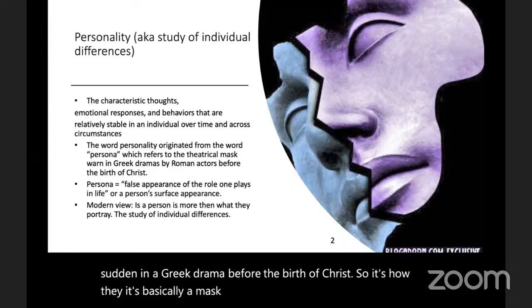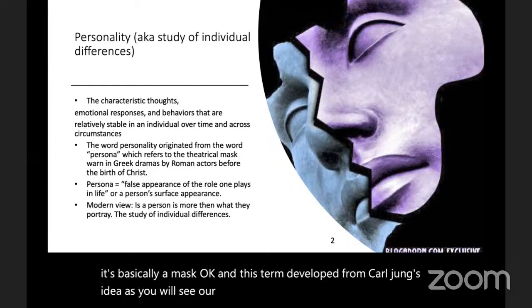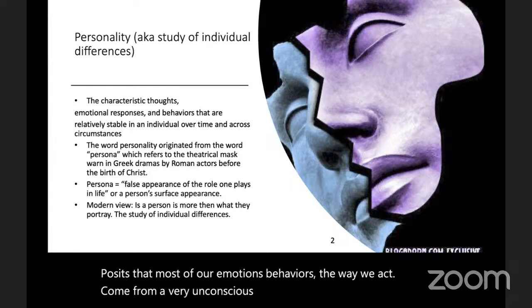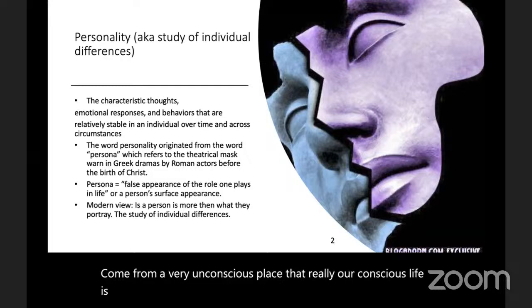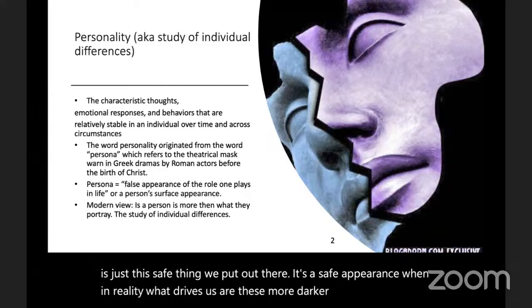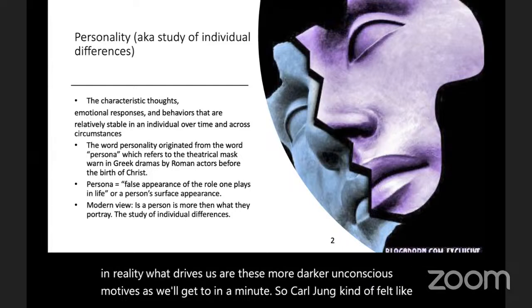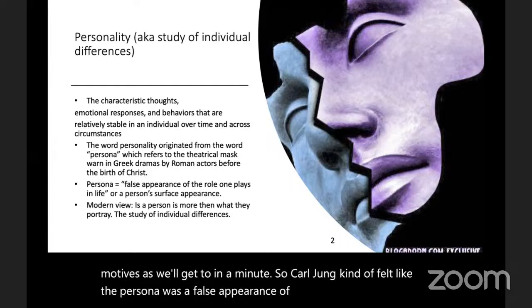Okay. And this term developed from Carl Jung's idea. As you will see, our first theory posits that most of our emotions, behaviors, the way we act, come from a very unconscious place. That really our conscious life is just this safe thing we put out there. It's a safe appearance, when in reality, what drives us are these more darker, unconscious motives, as we'll get to in a minute. So Carl Jung kind of felt like the persona was a false appearance of the role one plays in life. Okay. It's our surface appearance.